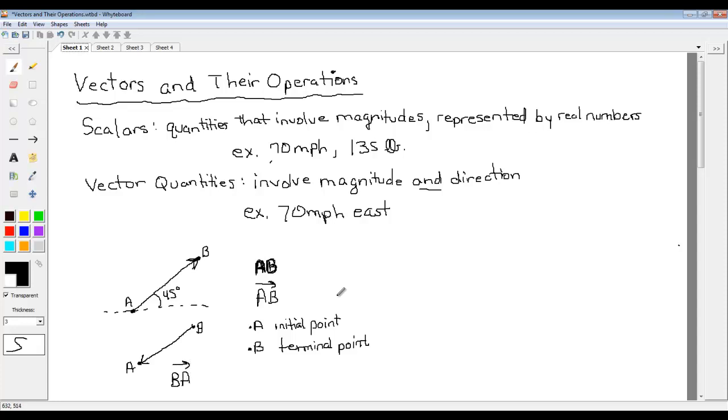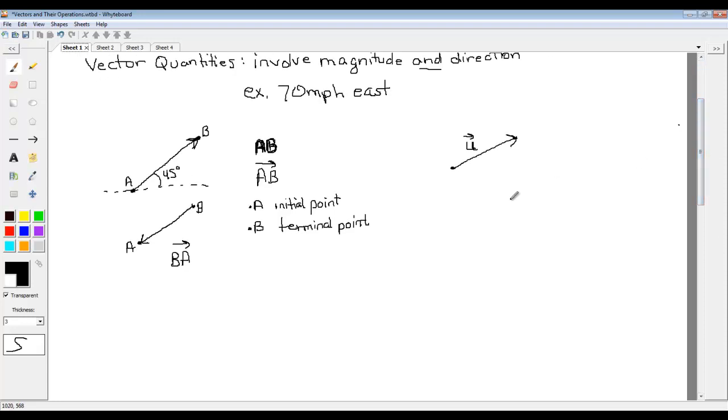Now, if you want, you can also name vectors with just 1 letter. So like this might be vector U, and that's okay too. Then if you want to talk about the magnitude, vector AB and vector BA have the same magnitude, the length. But you're dealing with opposite directions there.